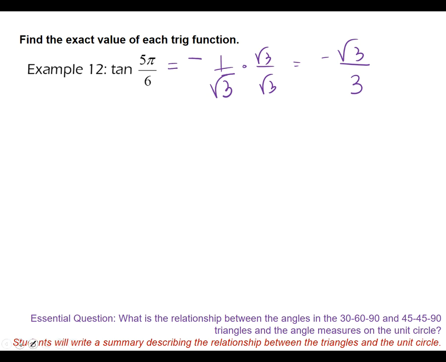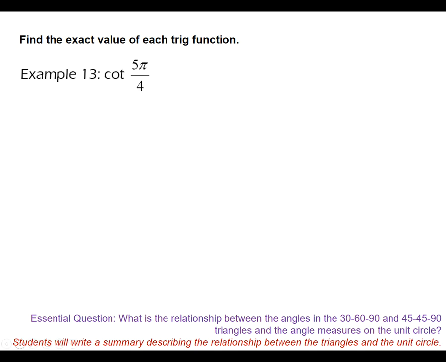All right, let's look at example 13. What quadrant is 5 pi over 4 in? Third quadrant, good. Is cotangent positive or negative in the third quadrant? Positive. Again, I'm going to write that down.